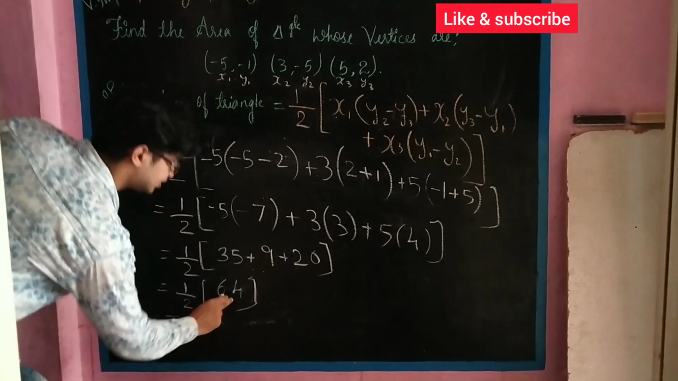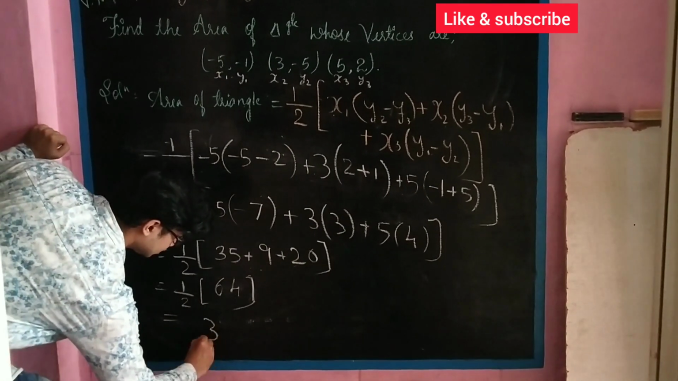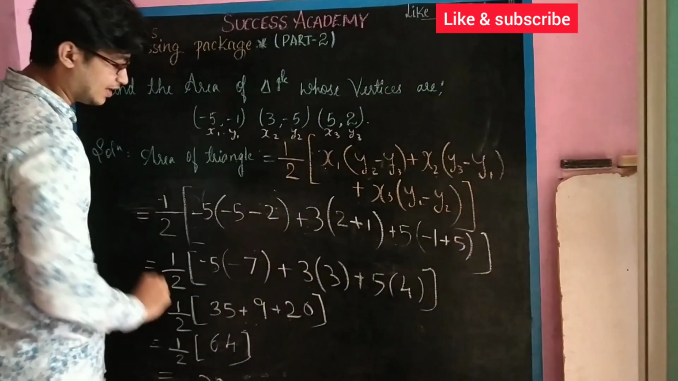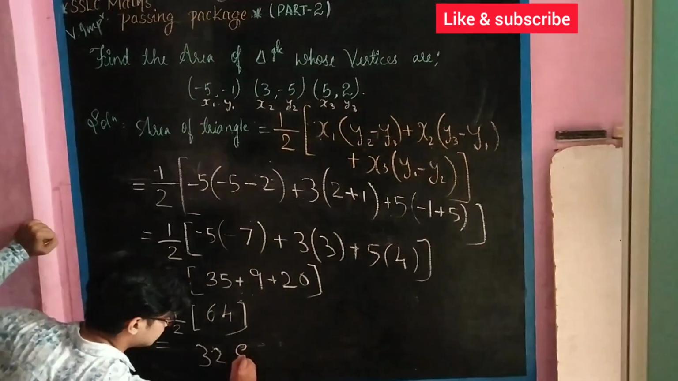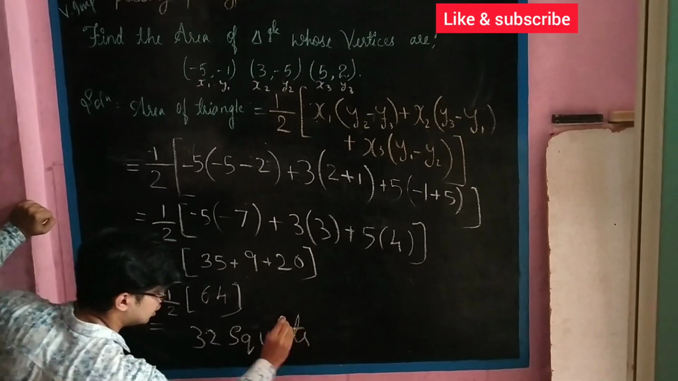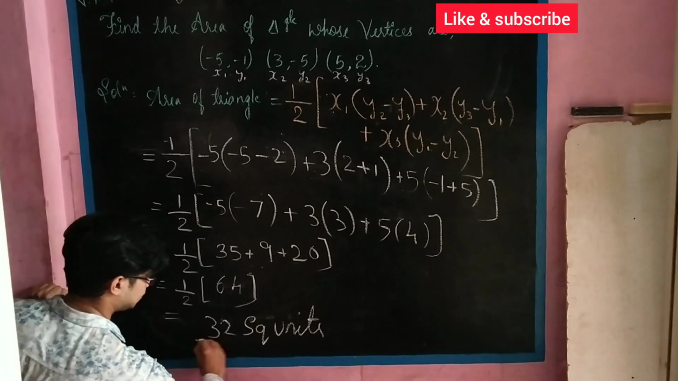64 half is 32. We are finding the area of the triangle. The area of the triangle will be 32 square units. Unit is very important, friends. You have to mention it.